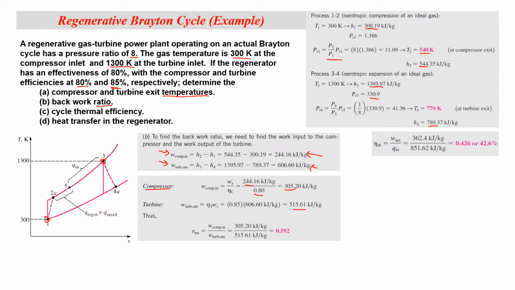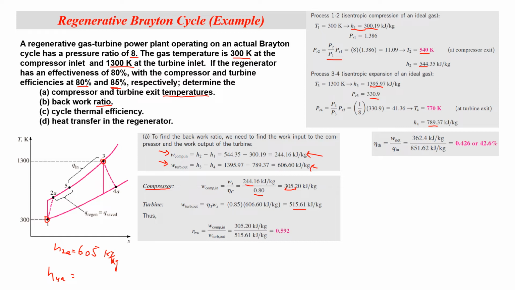How we can do that is simply add this value, this 305.20, to H1, so we get 605. So H2a would be equal to 605 kilojoule per kg, and H4a would be equal to again 1395.97 minus 515, which would be around 900 something.